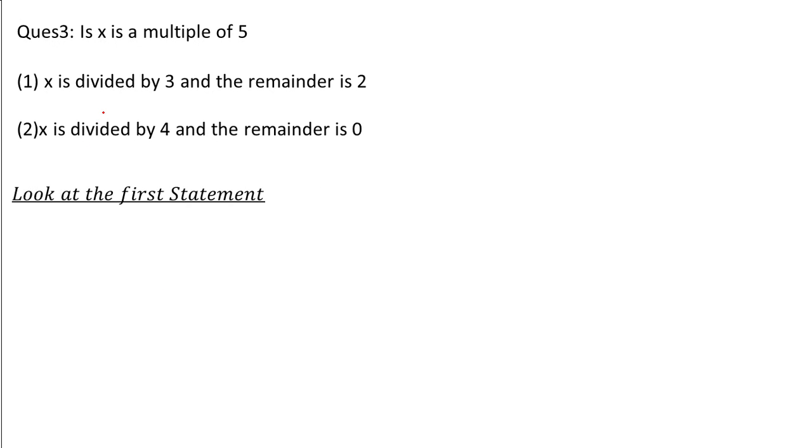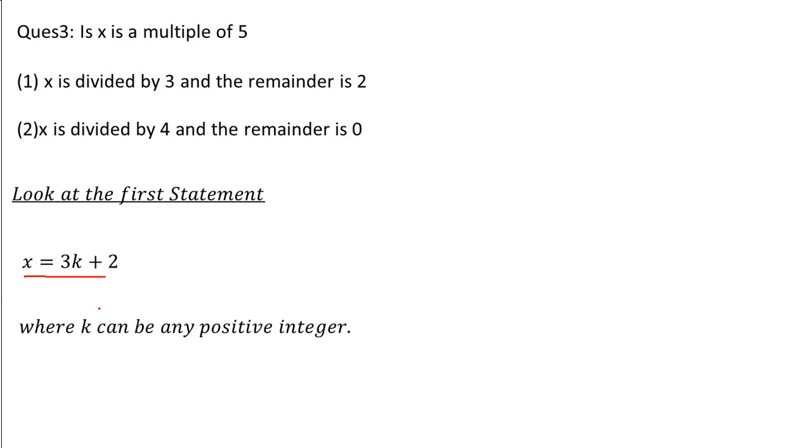Now let us look at statement 1. It says when x is divided by 3, it leaves a remainder 2. That means x is in the form of 3k plus 2, where k is a positive integer. So x can be a number such as 5, 8, 11. So an AP that moves with a common difference of 3.